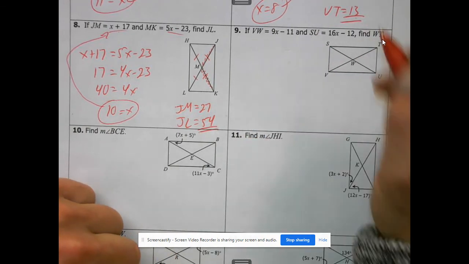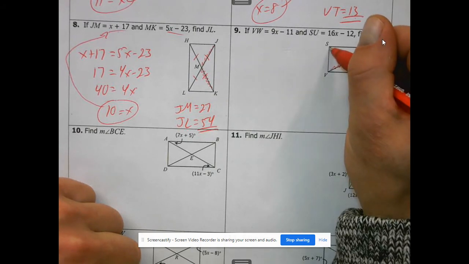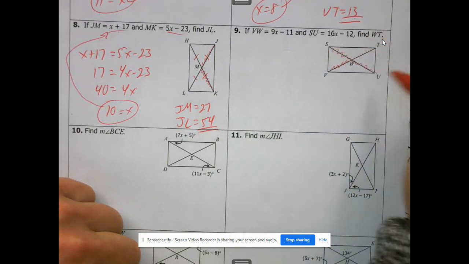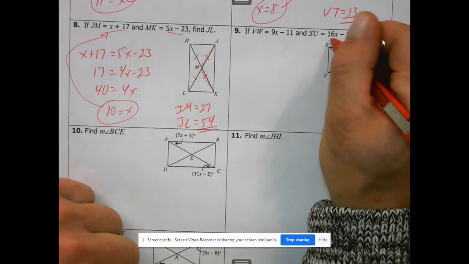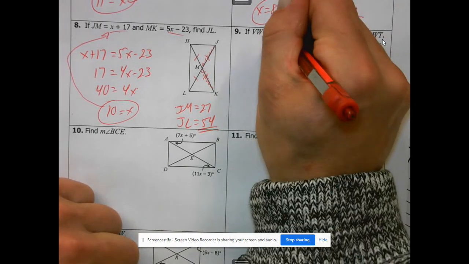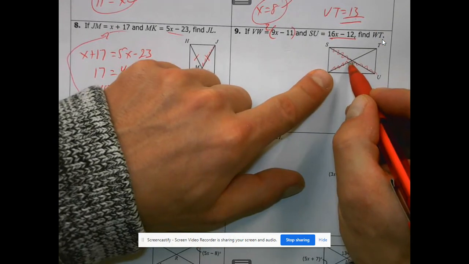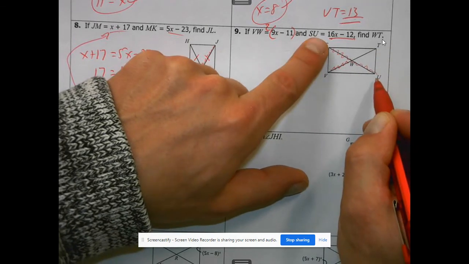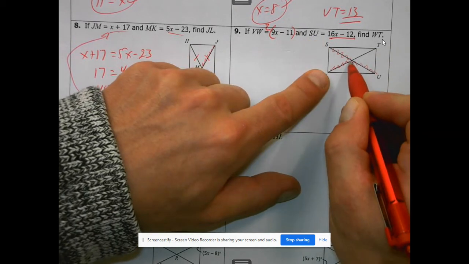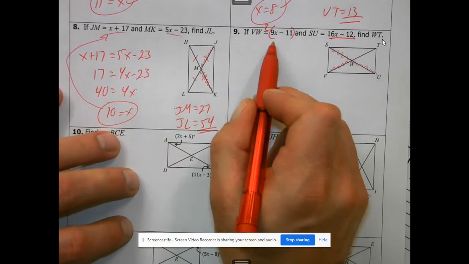Number 9, VW is that piece. SU is this whole thing, right? So we got two options here. I got to take SU, and I have to multiply this guy by 2, then I can set it equal, right? Because if I double this piece right here, then I can set it equal to this piece right here because they're congruent. So I times that guy by 2.